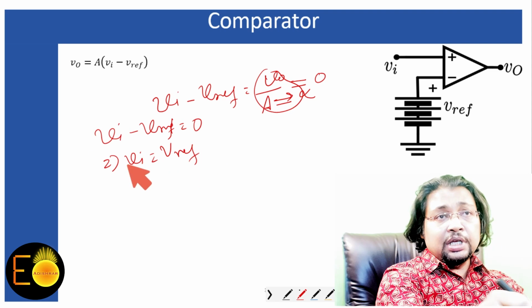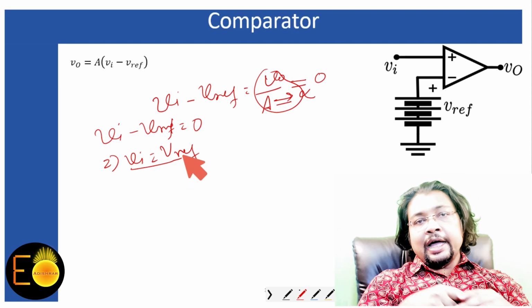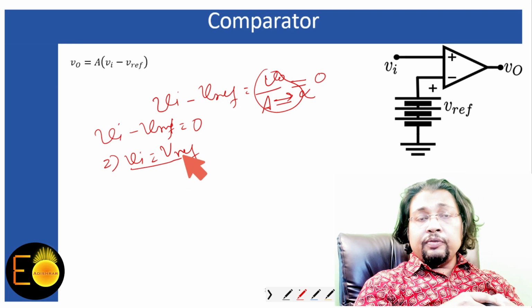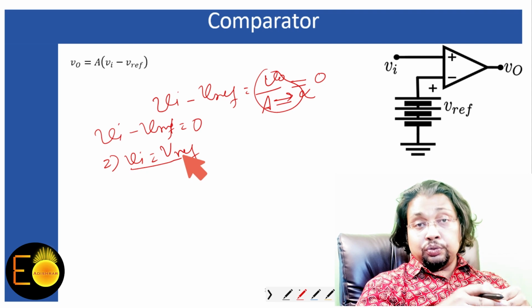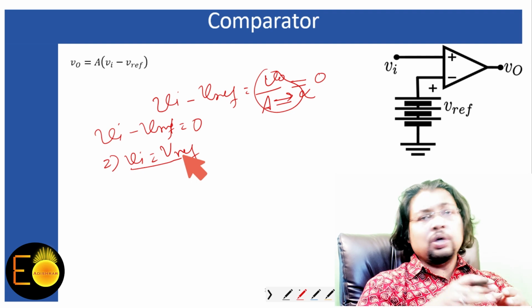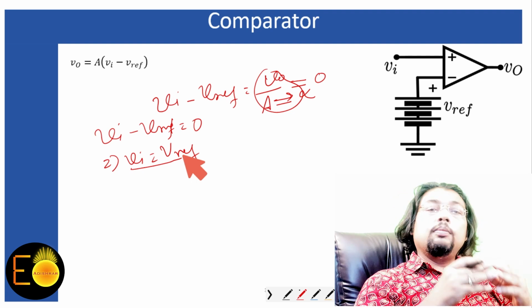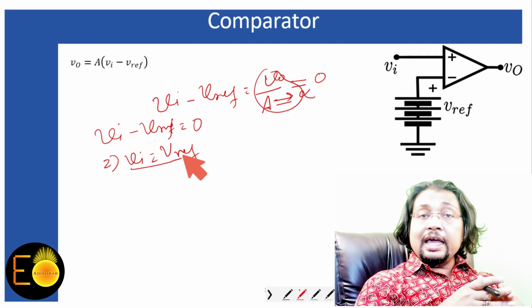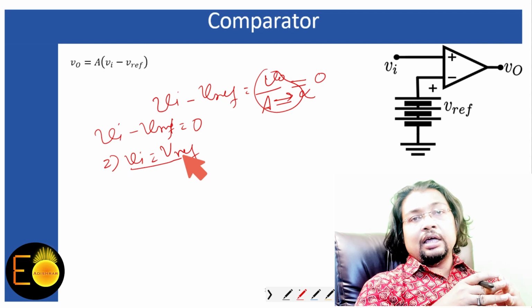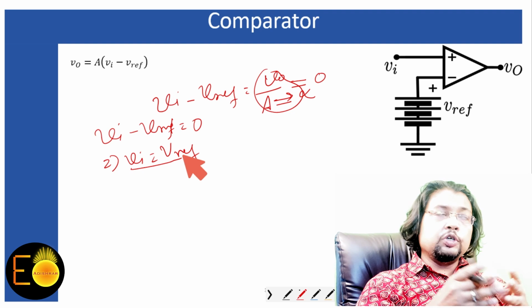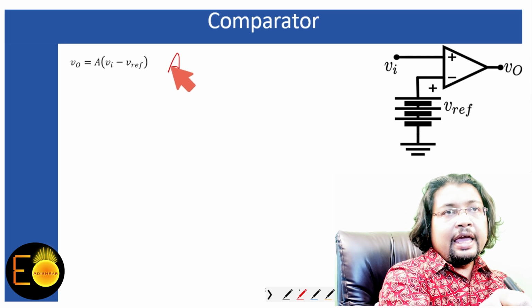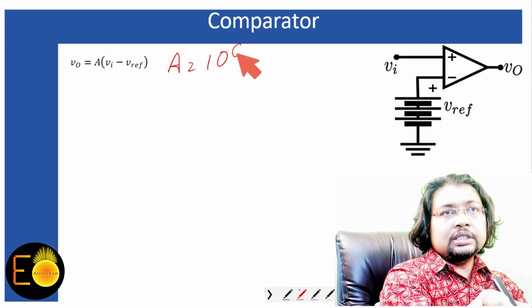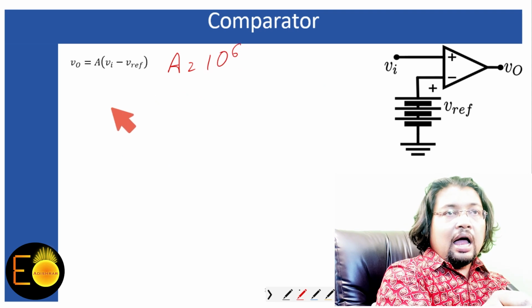So what does it mean? It means that an ideal operational amplifier can amplify a zero difference signal, even if the individual voltages are 0. That means if Vi and Vref are both 0, then you can get a finite output. But for a practical amplifier, the gain becomes very, very high, of the order of 10 to the power 5, 10 to the power 6, or even 7. So let me take an example where I'm assuming that A is 10 to the power 6.